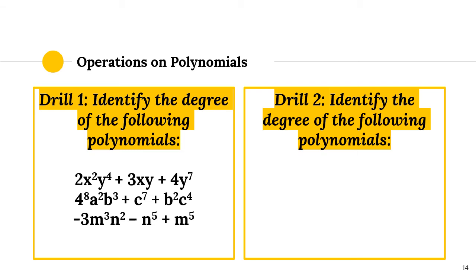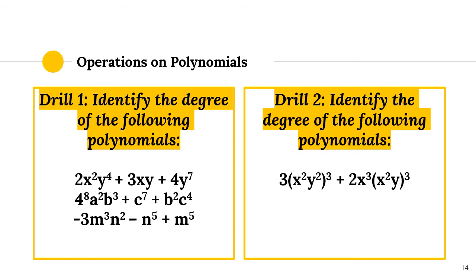Let's have drill number 2. Identify the degree of the following polynomials. We have 3 times the quantity x squared y squared cubed plus 2x cubed times the quantity x squared y raised to third power. The entire quantity raised to the third power. So first we need to simplify this. We need to distribute the exponent outside in the first term to the exponents inside, giving us x to the sixth, y to the sixth. So the first term has a degree of 12.